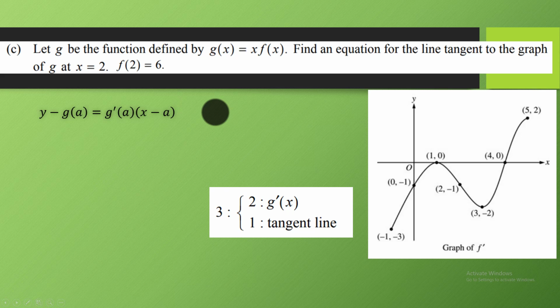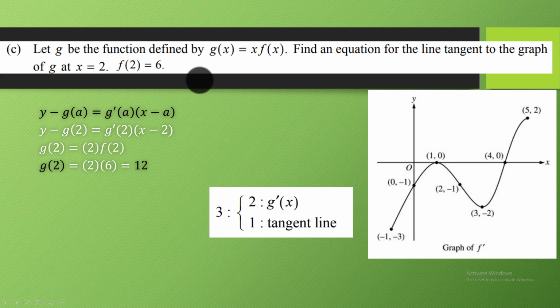So this is our general form of a tangent line. y minus g of a equals g prime of a times x minus a. Well, we know a is 2 because x is equal to 2, so we can substitute that. And now we have to figure out what is g of 2 and what is g prime of 2. So g of 2 is easy enough. It's 2 times f of 2 by the function g of x. So f of 2 is 6. They gave it to us. So really quickly we get g of 2 is equal to 12.